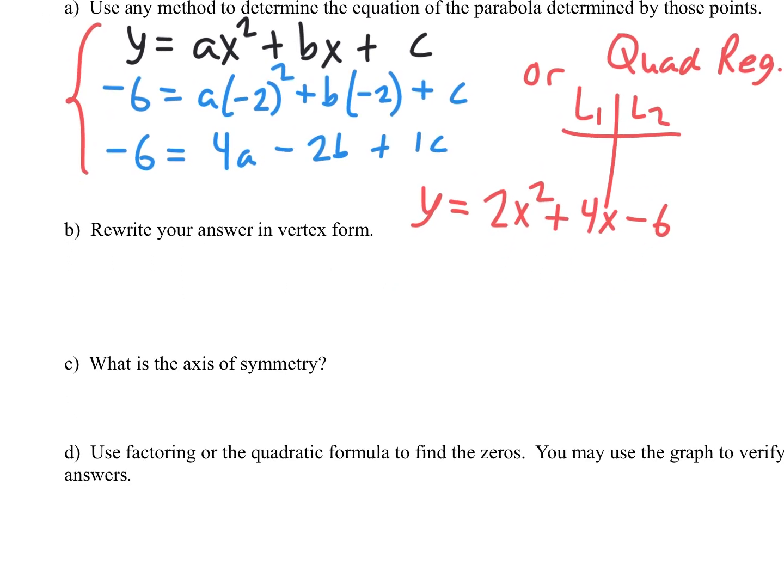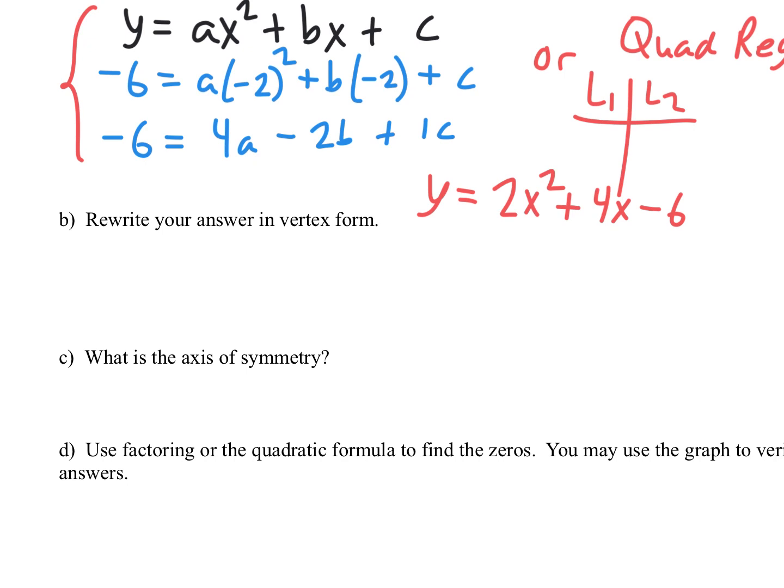Now part B wants us to rewrite that in vertex form. With vertex form, we know it's going to look like y equals, the a value will be factored out, and then there'll be the x minus h squared plus k. And the h and k, again, are going to be the coordinates of the vertex. So it's going to let us see the coordinates of the vertex really quick. So based on what we have so far, we have the a value is 2.